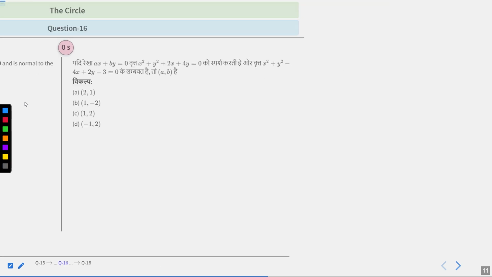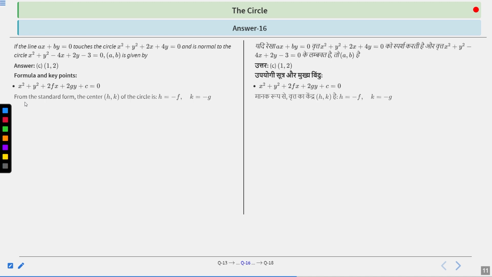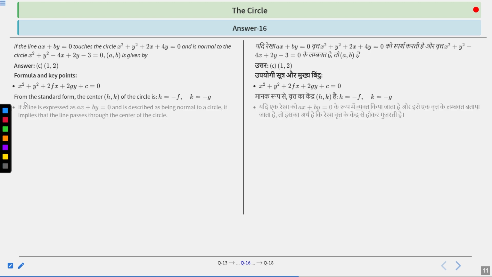Okay, let's move to the solution part. The formula and key points we will use in this question is x square plus y square plus 2gx plus 2fy plus c equal to 0. From the standard form, the center (h, k) of the circle is h equal to minus g and k is equal to minus f. If a line is expressed as ax plus by equal to 0 and is described as being normal to a circle, it implies that the line passes through the center of the circle. So let's move to the solution part.